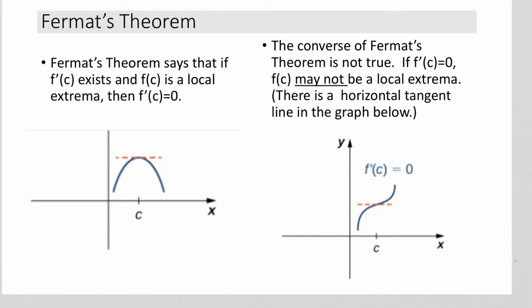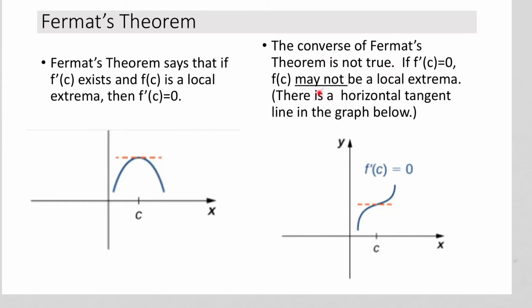The theorem says that if f prime of c exists and f of c is a local extrema, then the first derivative must be 0. So what that means is that if the first derivative is 0, you have a critical value at that c value in the function. If this is a local max or a local min, then you conclude that you must have had a horizontal tangent line. Basically, that's what it's saying.